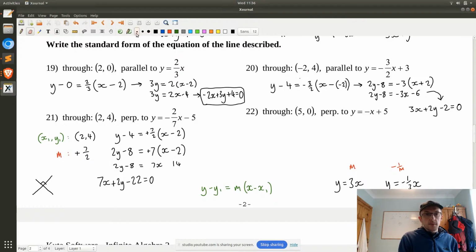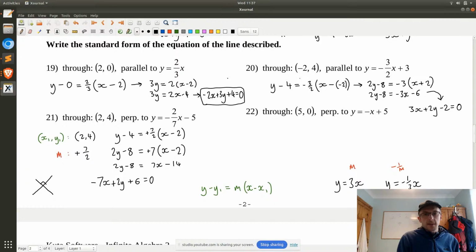Let me just correct this. Yeah, 7x minus 14. Okay, then moving everything over. All right, so that should now be minus. And then add 14 to negative 8. Well, that should be positive 6. Error correction.